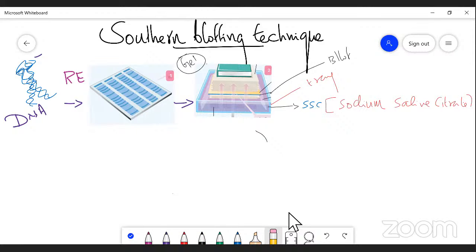Or simply filter paper. Just over the filter paper or blotting paper, we have to place this blotting setup, and just above this blotting paper, we have to leave the yellow color, that is nitrocellulose. It is one of the membranes, right?